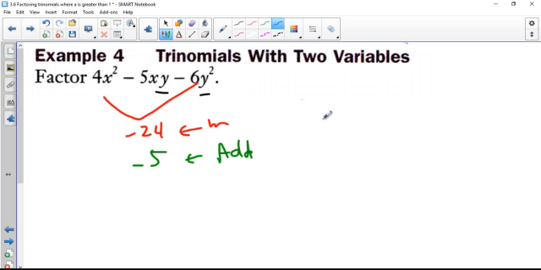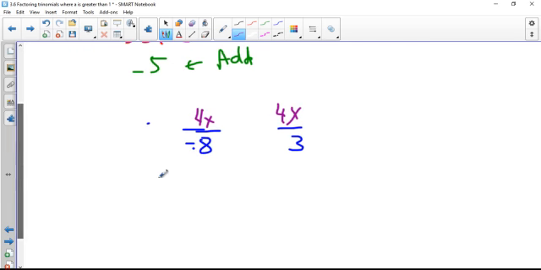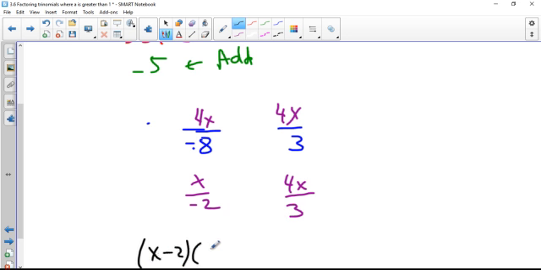I'm going to skip forward and know that it's minus 8. Whoa, that's not a straight line. Minus 8 and plus 3. Negative 8 and plus 3. I'm going to use the line method. And on top, I'm going to put our 4x. I can reduce this one. So I'm going to get x minus 2 and 4x, 3. So then my answer is going to be x minus 2 times 4x plus 3.